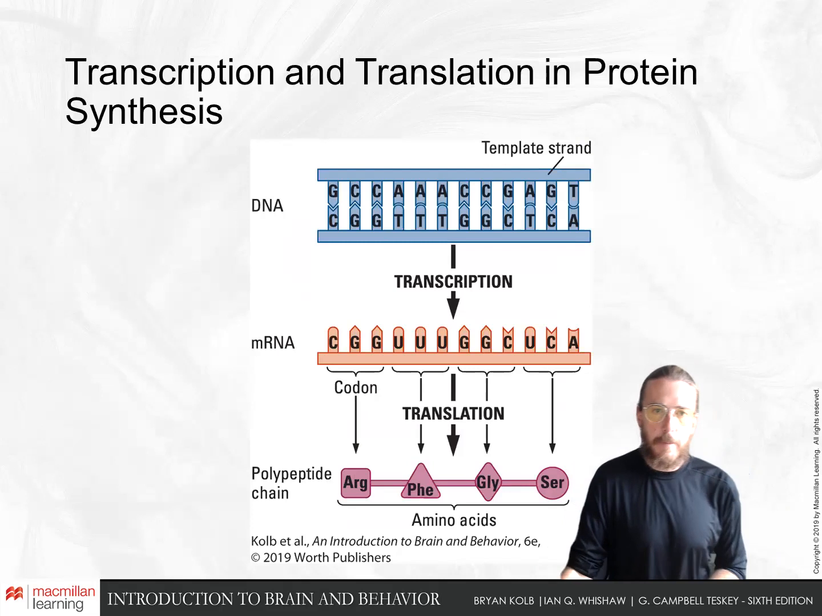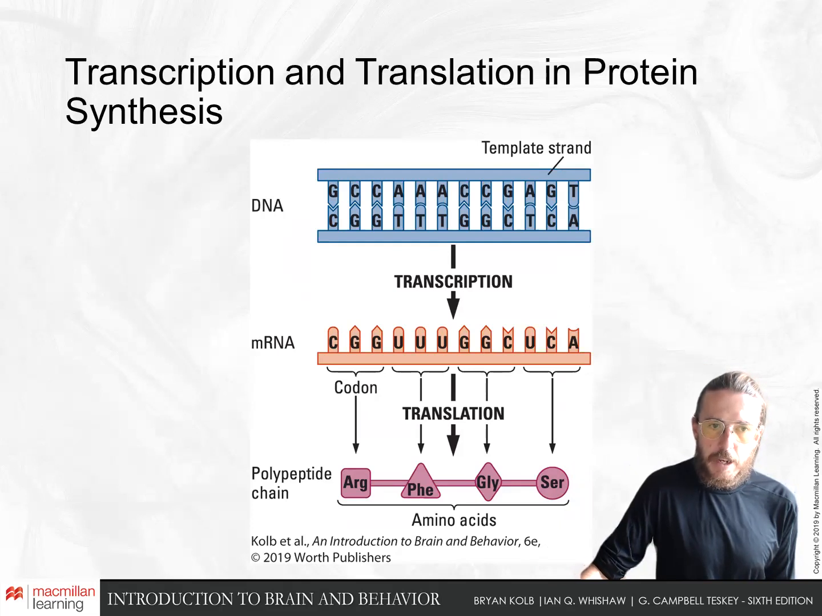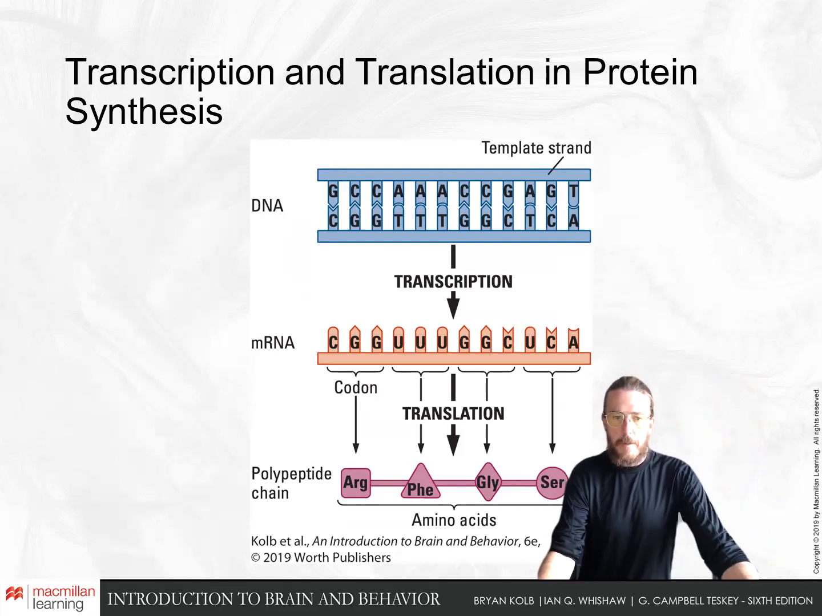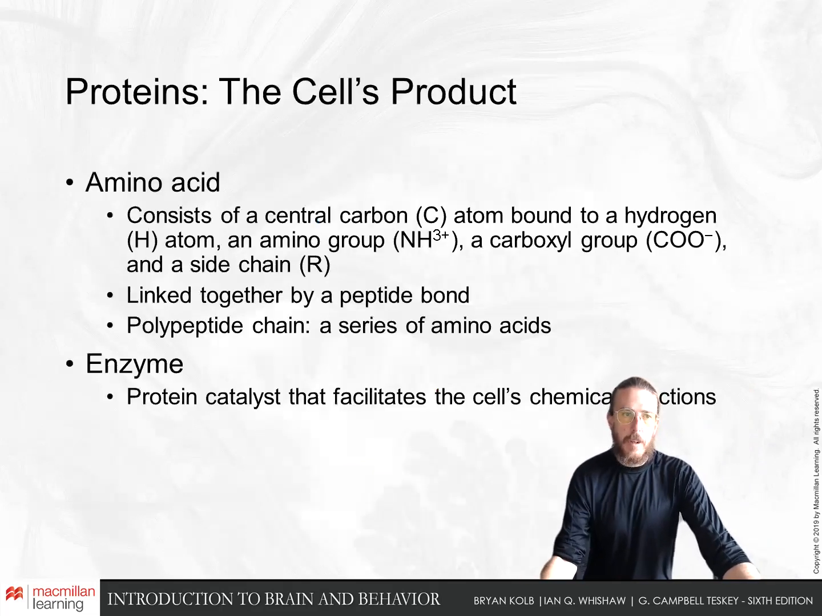Okay, so we have this template strand of DNA, and this gets turned into the mRNA. And each 3 sections of the mRNA are a codon, so that transcribes into mRNA, and the mRNA translates into the amino acids, a chain of polypeptides. And these polypeptides in this particular order create some particular protein of use to the cell.